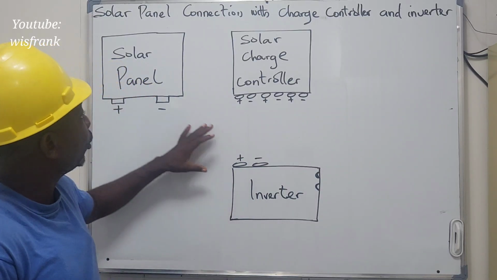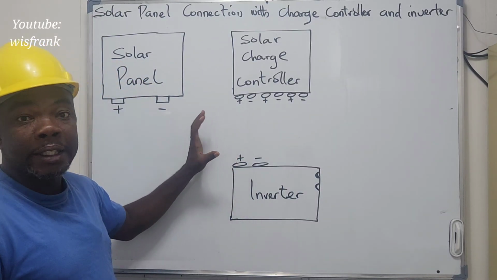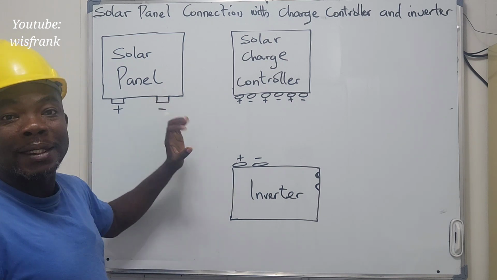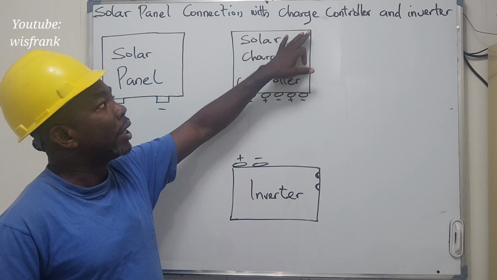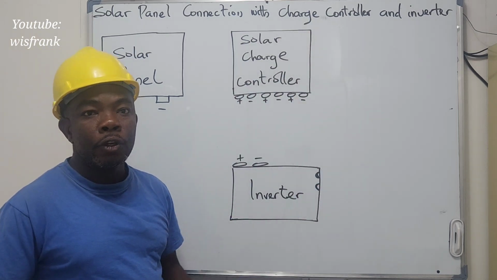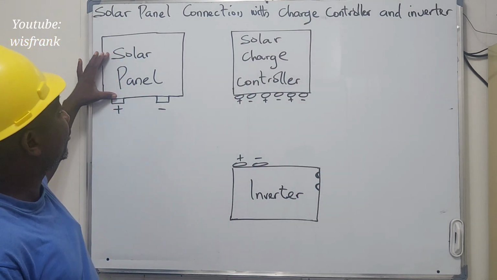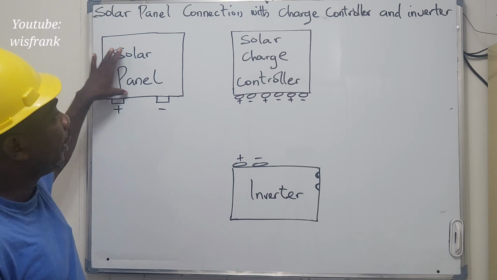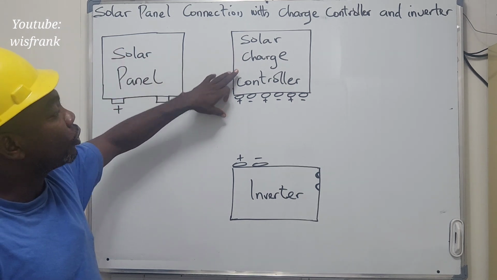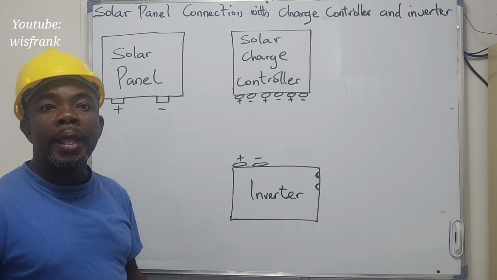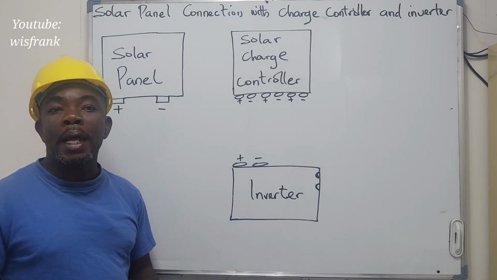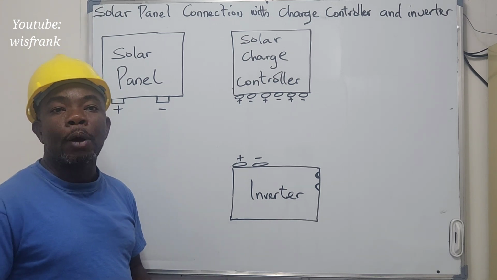For today, we are going to look at this connection. It is in block diagram. Solar system. That is the solar panel connection with solar charge controller and inverter. So here we have a diagram of a solar panel here, and here is a solar charge controller, and here is inverter. Let us see how a simple connection that we can use for us to power our load.